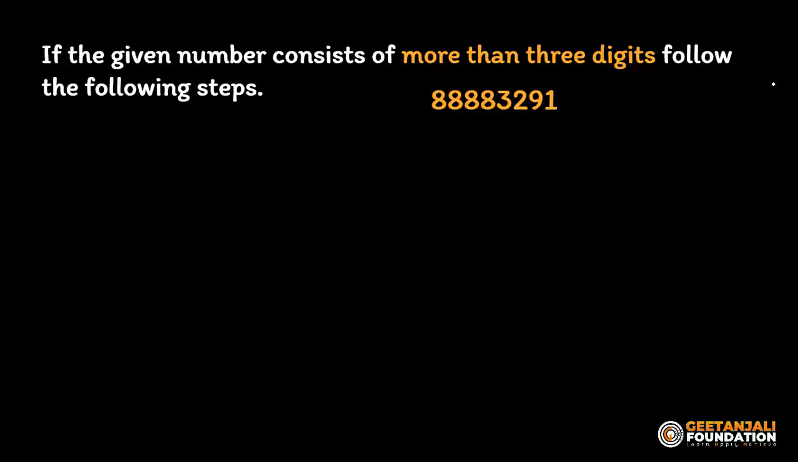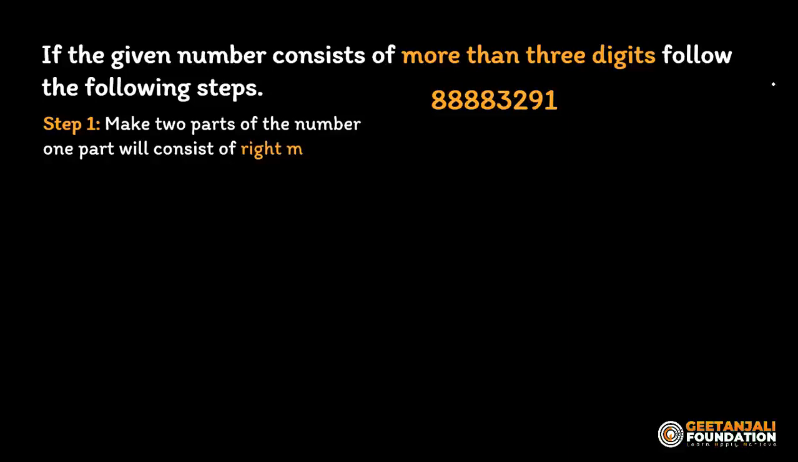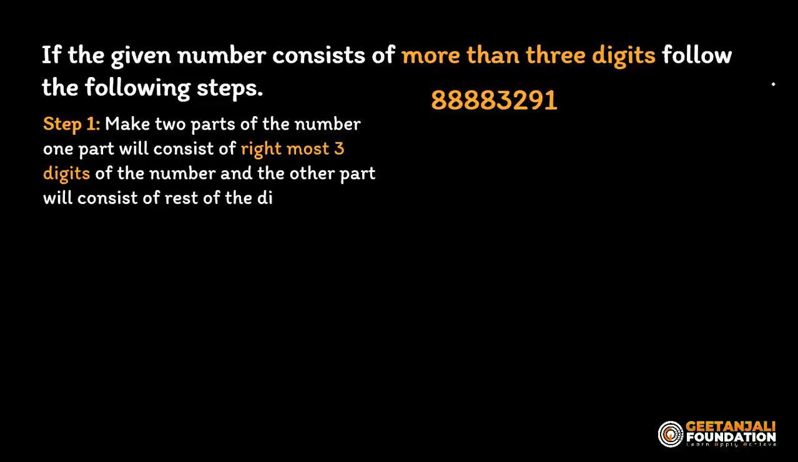So what we have to do in this method? First step, make two parts of the number. One part will consist of the rightmost 3 digits of the number, and the other part will consist of the rest of the digits. So here we take the rightmost 3 digits, that is 291, and so our two numbers are 88,883 and the other number is 291.